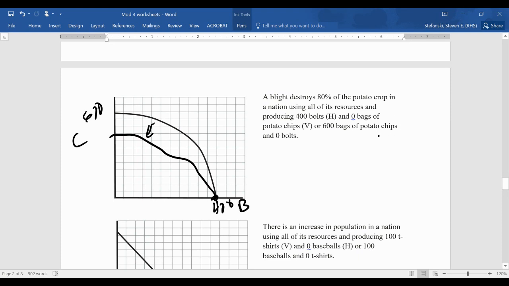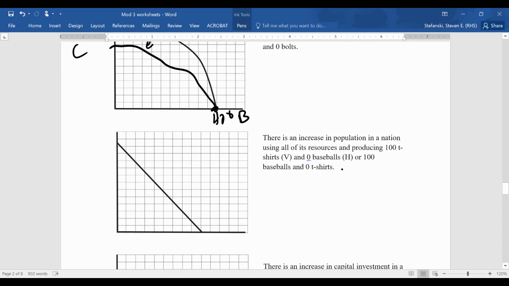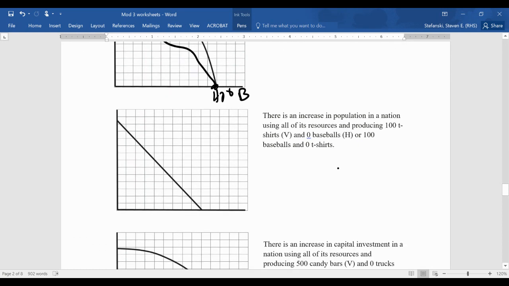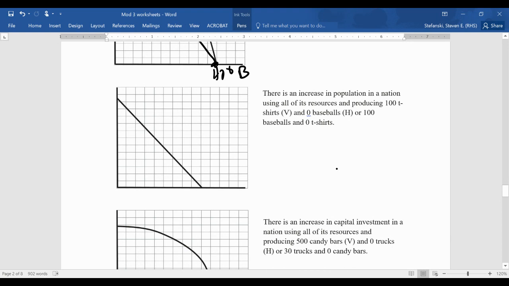So therefore, the price of potatoes is going to go up. That's an input, a resource, so the cost is going to go up. So they have to buy fewer potatoes, and that's going to cause the production to shift inward.